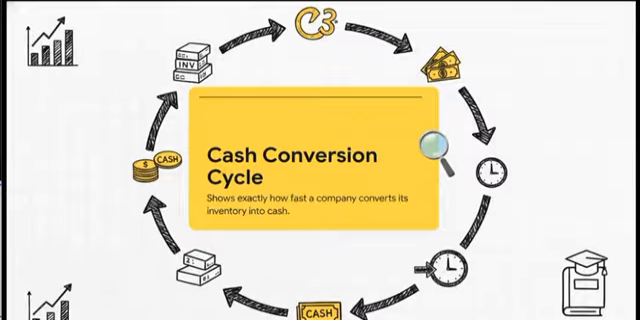Finally, we have the cash conversion cycle. This metric shows you exactly how fast a company manages to convert its inventory into actual cash in the bank. Do not skip this. The cash conversion cycle is a massive topic for the CFA exam because it reveals the true speed at which a company's operations actually generate the cash needed to survive day to day.